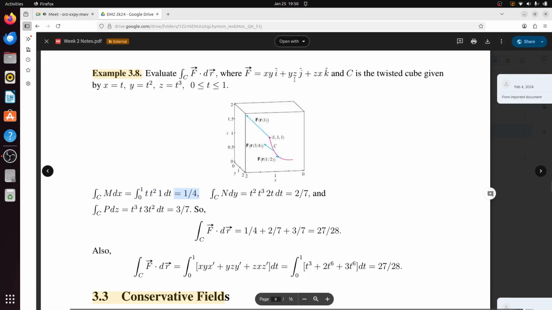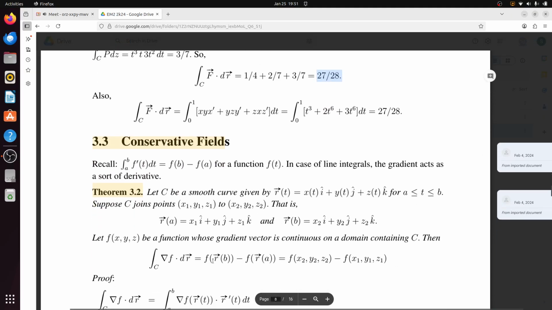Similarly N dy will be yz dy. So t square into t cube into 2t dt, that will be 2/7. And again P, that means this zx dz, dz by dt equal to 3t square, so 3t to the power 6 dt equal to 3/7. Now add everything: 1/4 plus 2/7 plus 3/7 will give you 27/28.